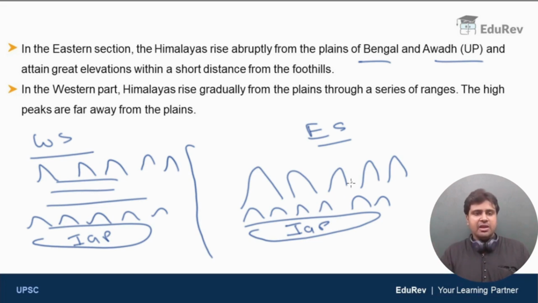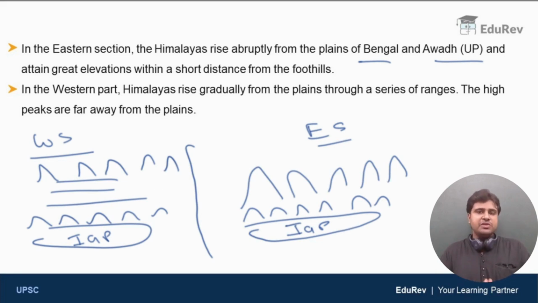But in the western section, Himalayas rise gradually from the plains through a series of ranges, and the high peaks are far away from the plains. When you come to the western section, you have Indo-Gangetic plain, and to the north of that you have Shivaliks, and to the north of that you encounter a series of ranges. And these ranges, they gradually rise in elevation. And beyond that, finally, you meet the high peaks. So in the western section, the high peaks are far away from the plain, but in the eastern section, the high peaks are close to the plain.